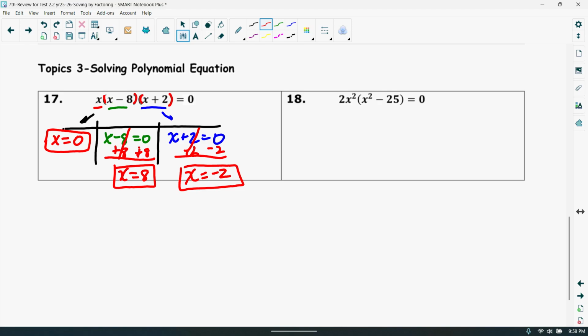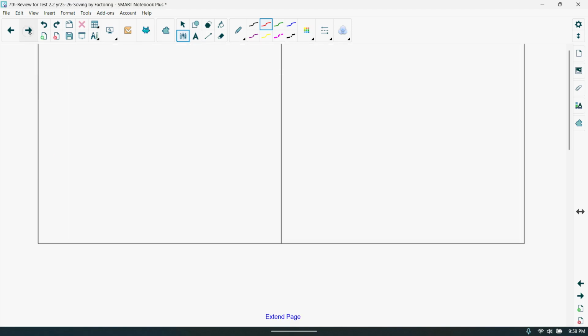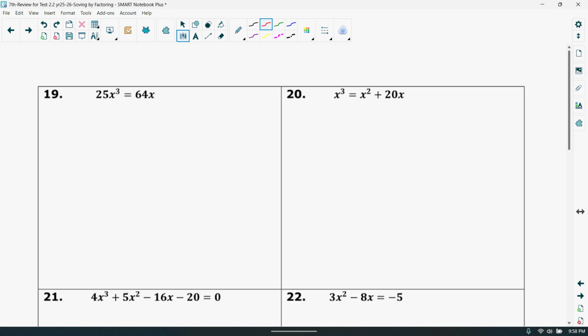Now, if you look at number 19 here, let me get to that page. In this equation, it's not equal to 0. So our first step here is to make this equal to 0 by subtracting the 64x from both sides of the equal sign. And now this over here is 0, so I'm just going to rewrite this in standard form. We would have 25x to the third minus 64x equals 0.